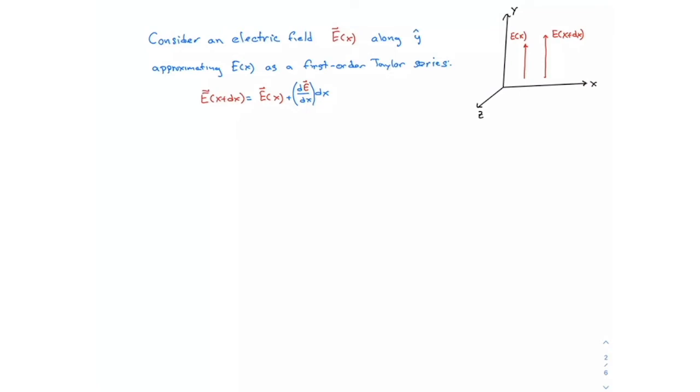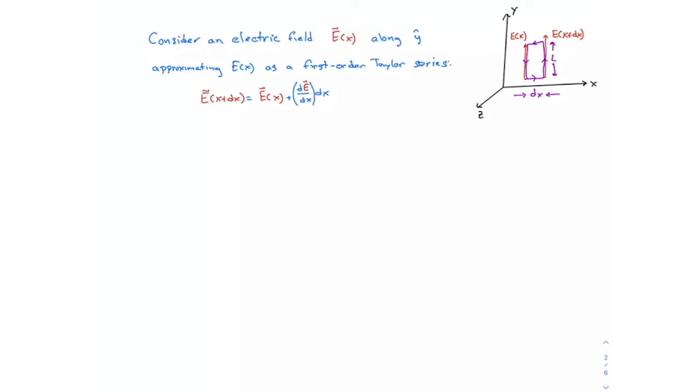And what I want to do is I want to consider a loop that has a height that I'll call L and a width that I'll call dx. Okay, so it's a very narrow loop. And I'm going to be able to use this loop to calculate E dot dl around the loop. And I'm going to consider all of my calculations around a counterclockwise loop.